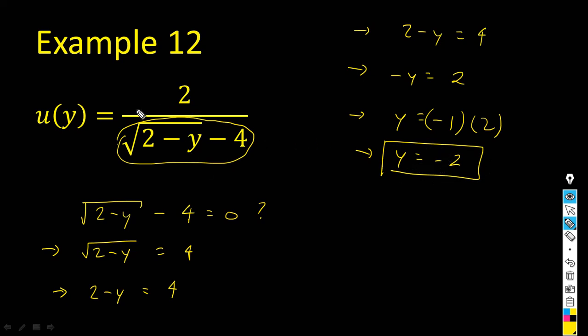So if you give this function the number minus 2, if you input this value in here, you will have a 0 in here, and so the function is going to crash. So the domain for u is all the real numbers except the number minus 2, because if I try to evaluate this function u in this particular value, all of these will become 0 and the function is going to crash, and we don't want that.